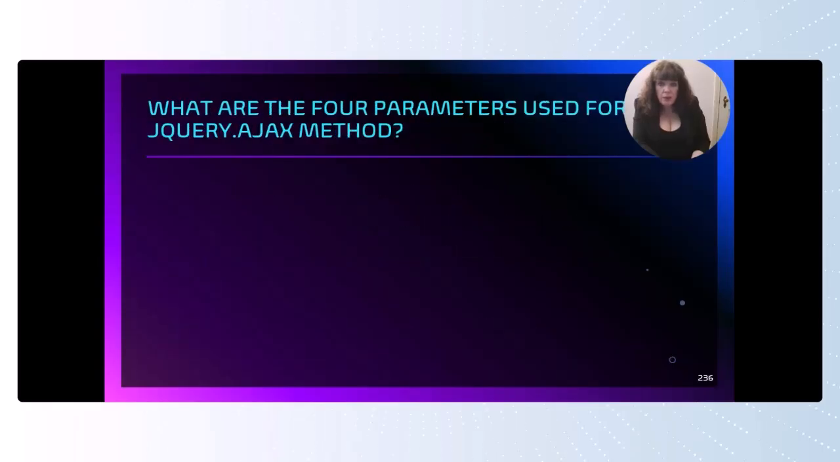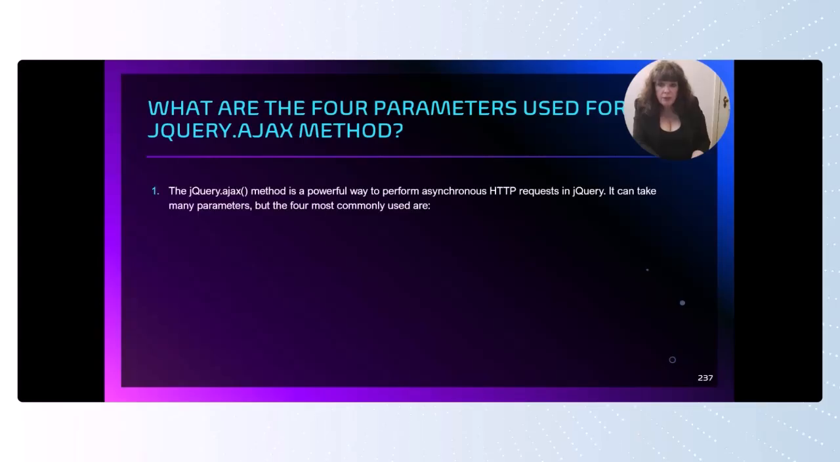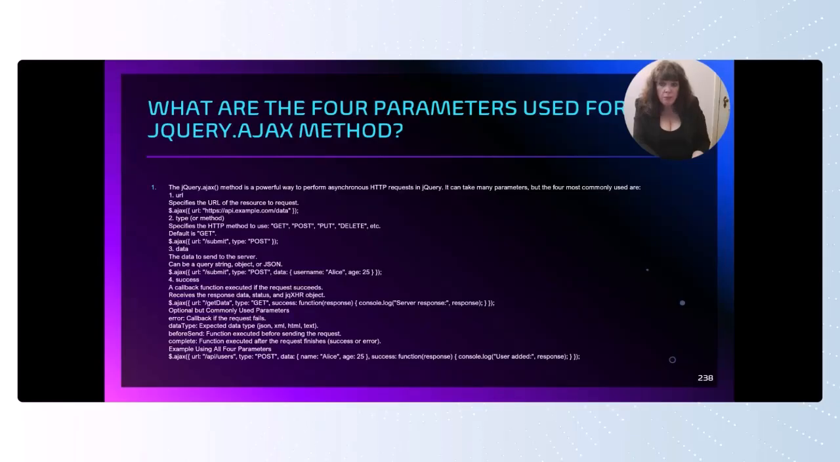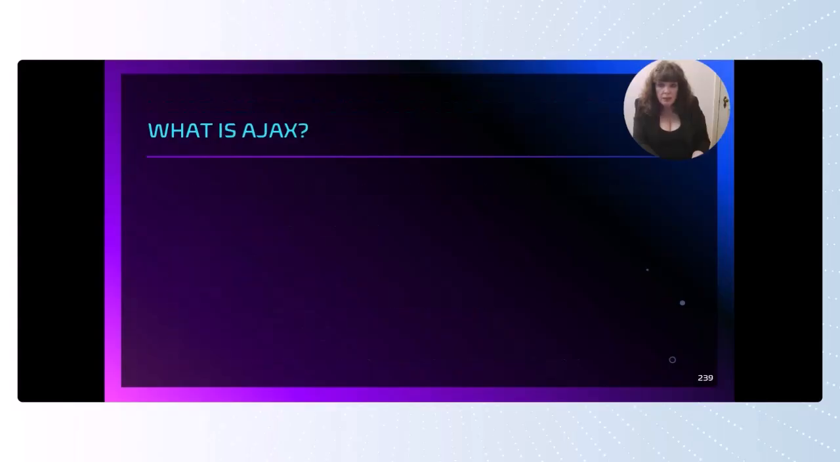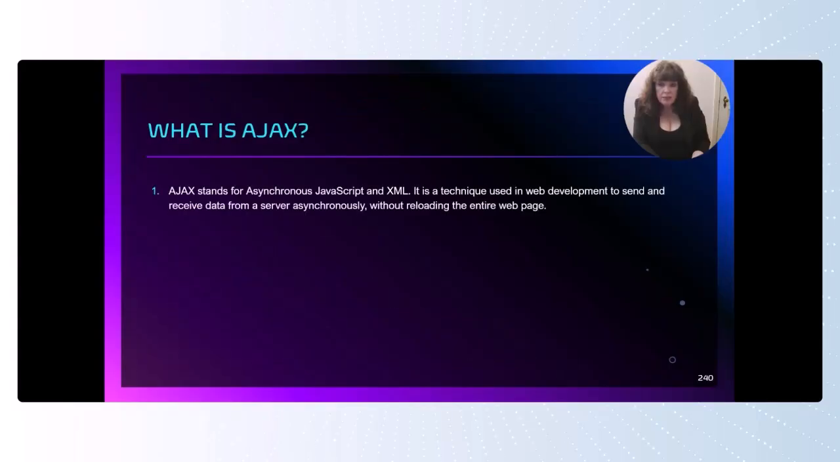What are 4 parameters used for the jQuery Ajax method? The jQuery Ajax method is a powerful way to perform asynchronous HTTP requests in jQuery. It can take many parameters. The 4 most common ones are listed there. Let's see, what is Ajax?